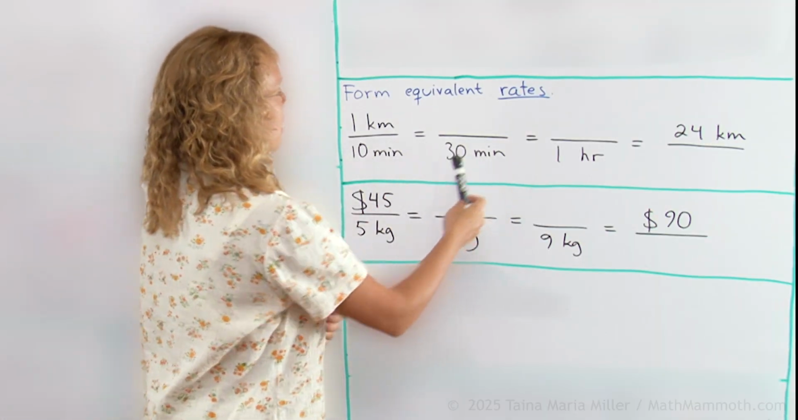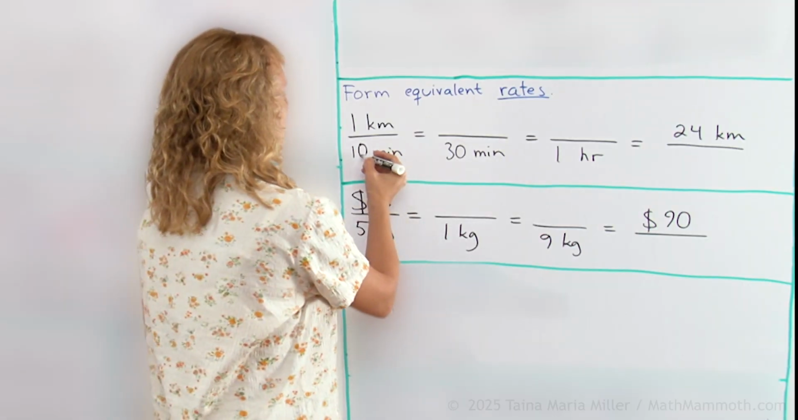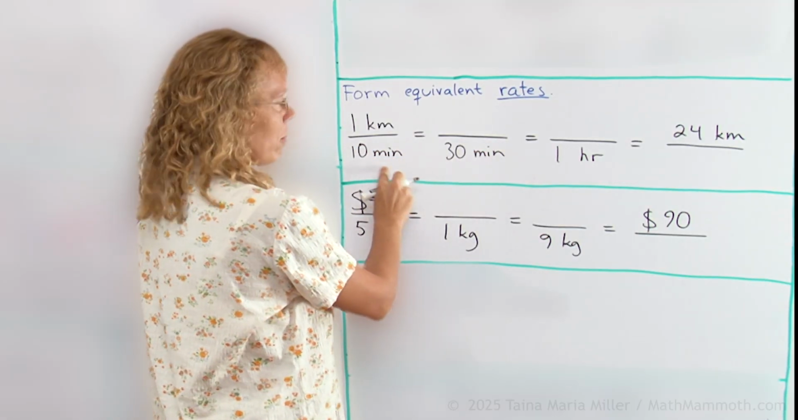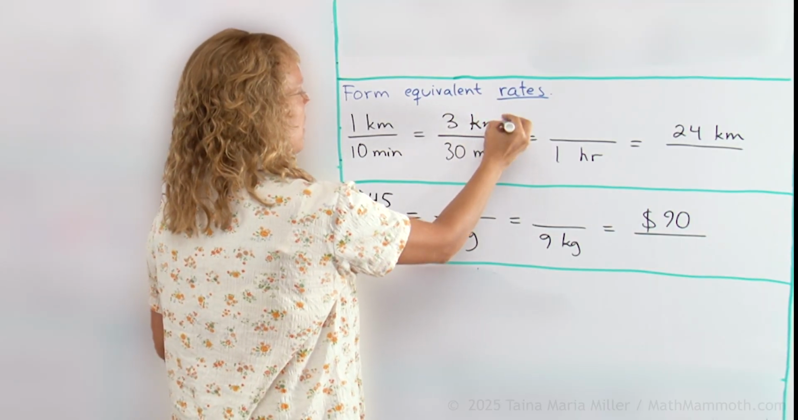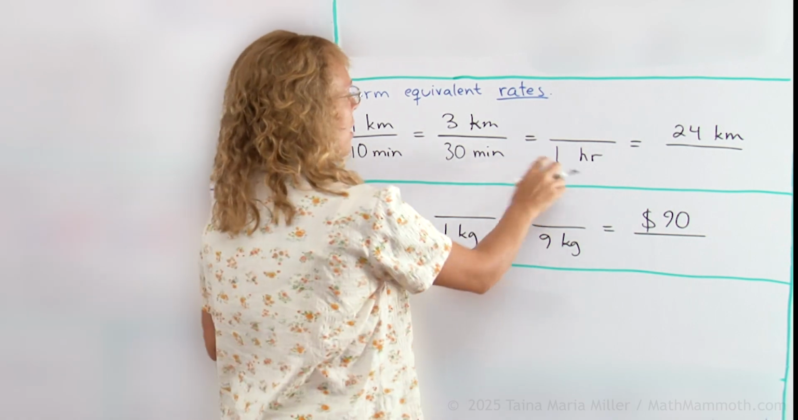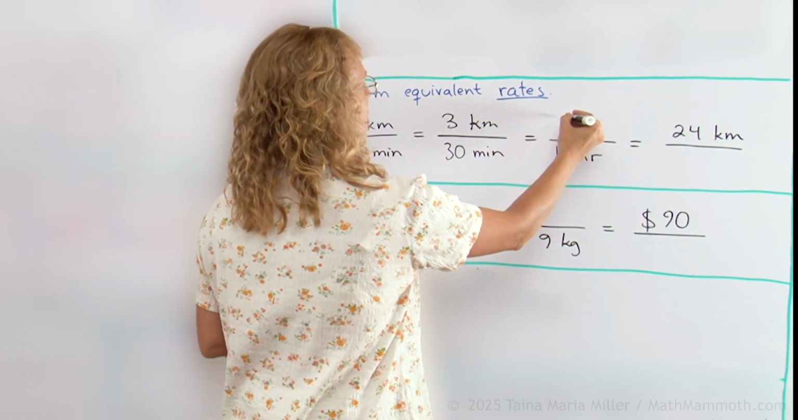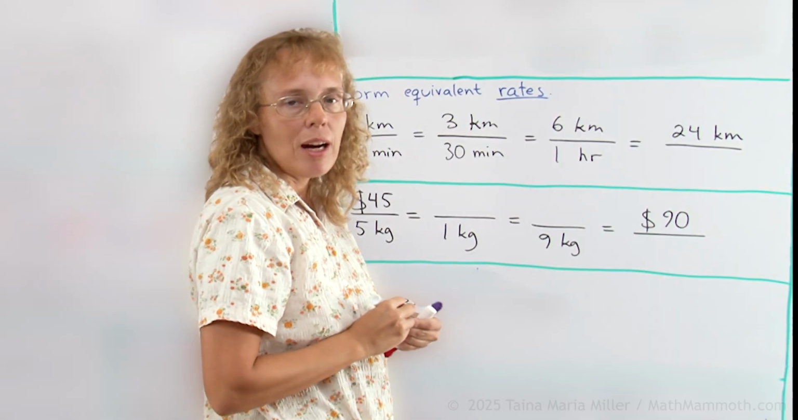We will form equivalent rates using the same technique as with fractions. 10 and 30. There's a multiplication times 3, so I go 3 times 1 kilometer. Over here, this is of course 60 minutes. 1 hour is 60 minutes. So this is a double in here. I put 6 kilometers, and it is 6 kilometers per 1 hour.